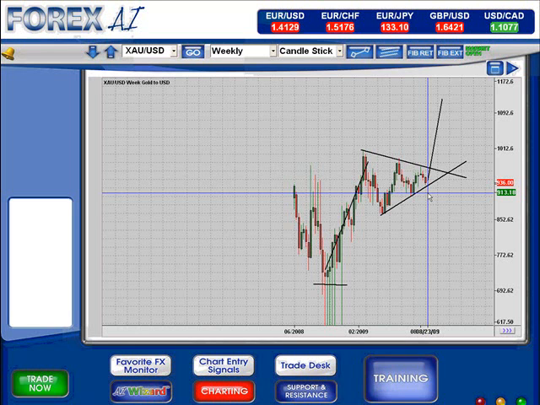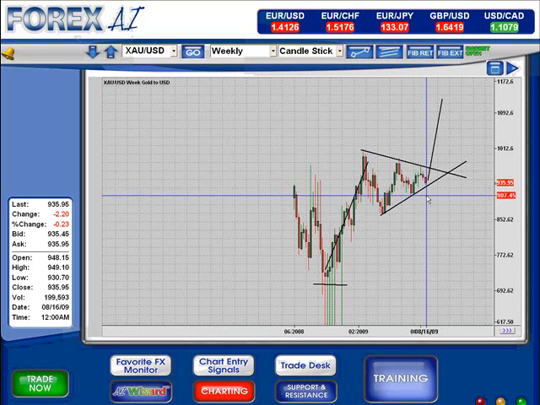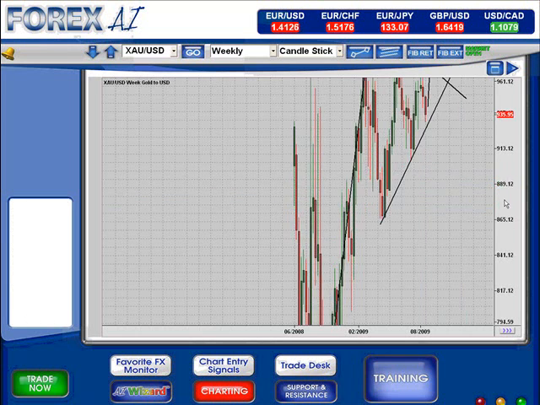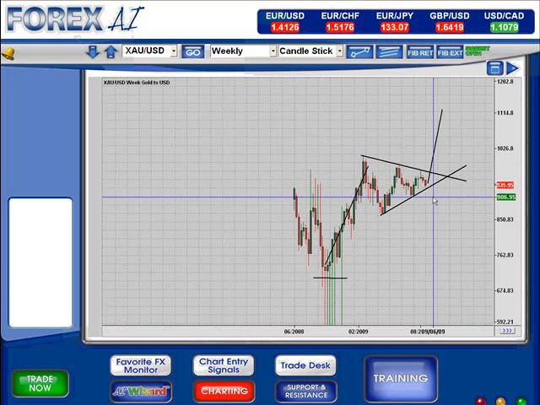This is going to be a bigger picture play for me, but it is something that I intend to participate in. And again, I don't know if gold needs to come back down and test 900. In fact, great, I hope it does. The one thing I don't want to see is breaking this pennant, because that would be not so bullish, obviously, if we broke out to the downside.